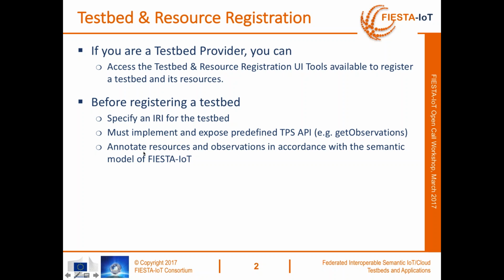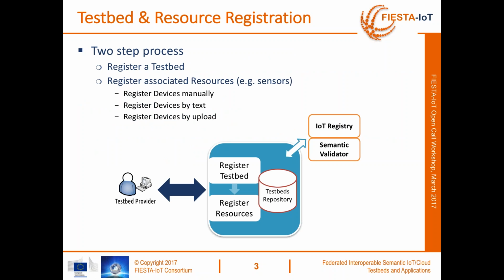The next thing, which was actually discussed before the lunch break, is that you need to annotate resources and observations. They should be in line with the semantic model of FIESTA IoT. Now, once you have prepared these things, you're ready to register the testbed and resources. The testbed and resources registration is a two-step process. First, you register the testbed, and then you register the associated resources.